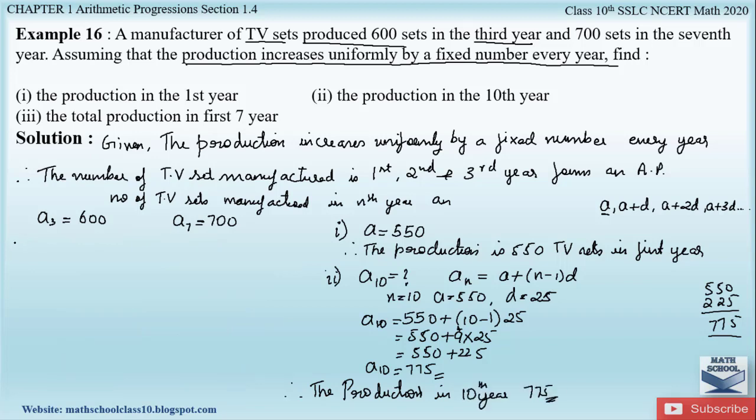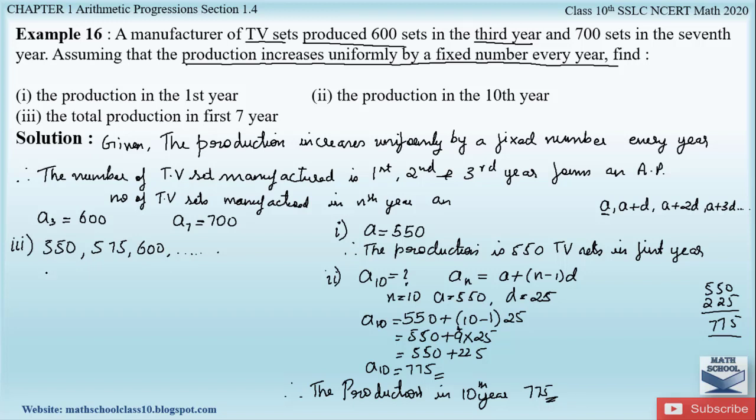Now let us solve the third part of the question, which says the total production in the first 7 years. That means we have to find out the sum of the total production from the first year to the 7th year. Okay, the first term of the AP, or the production in the first year, we got it as 550. The second term will be 575. The third term they have given us is 600, and so on, and we have to find the sum up to the 7th year. So this is the AP.